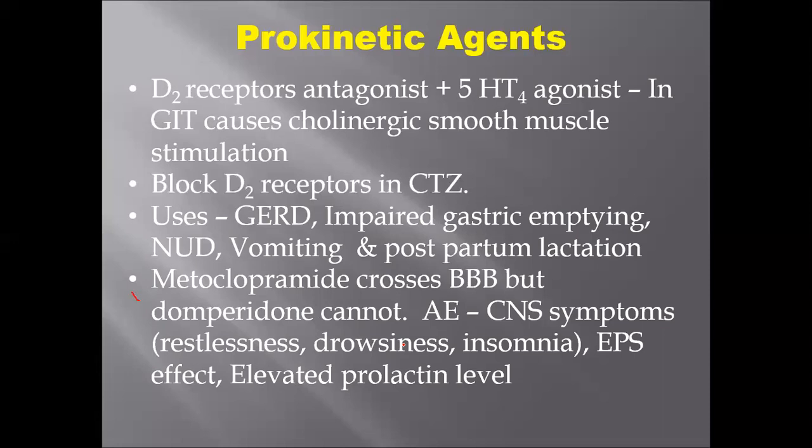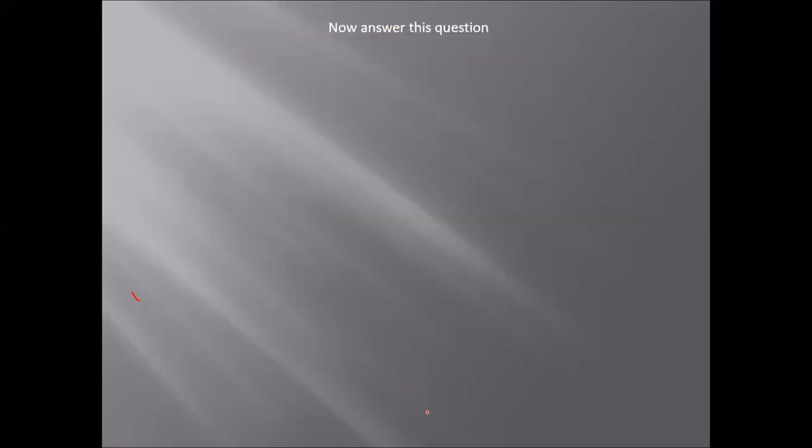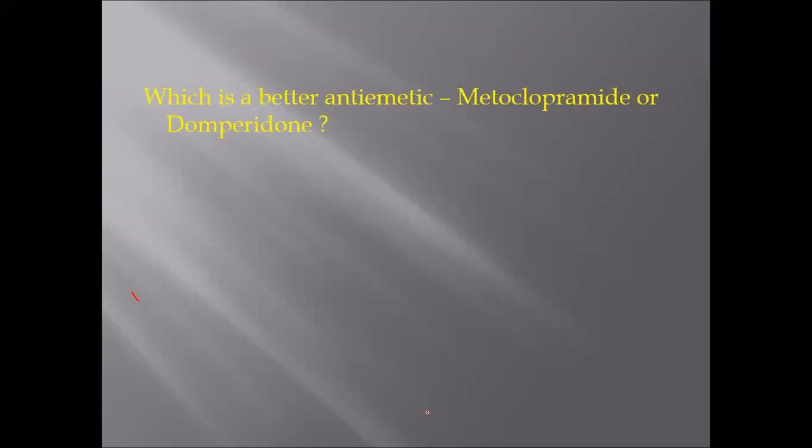Now, these extrapyramidal side effects are quite similar to the extrapyramidal side effects that are seen with antipsychotic drugs, which we would be discussing when we talk about the antipsychotic drugs. It also causes various CNS symptoms such as restlessness, drowsiness, and insomnia. And being a dopamine antagonist, it also tends to elevate the prolactin levels. So now let's see whether you can answer this question. Which is a better antiemetic, metoclopramide or domperidone?